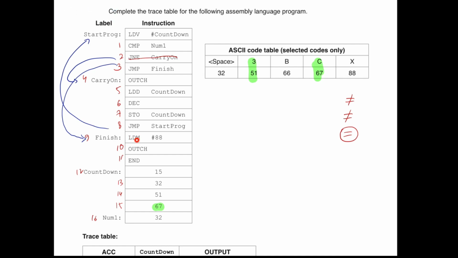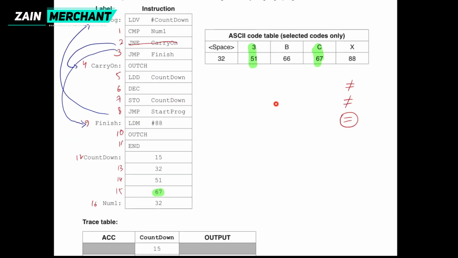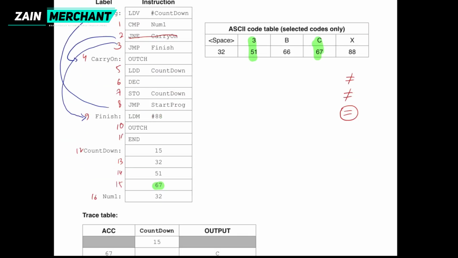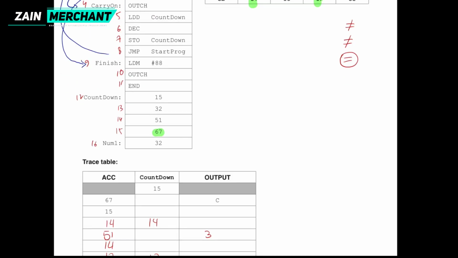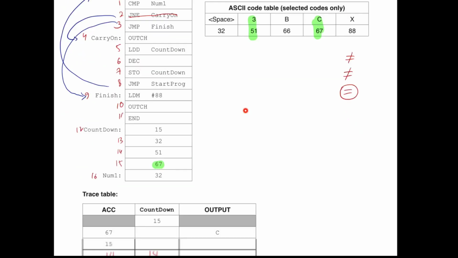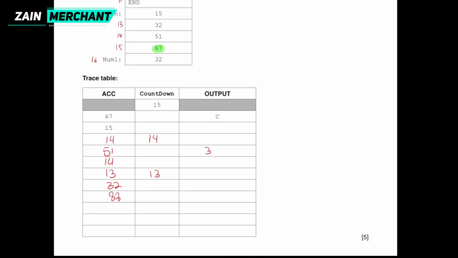So this is LDM hash 88. So this is load the value 88. If you don't remember that, immediate addressing, load the number n to the accumulator. So load this value 88 in the accumulator. Then OUT ch, the value in the accumulator is 88. The ASCII code of 88 is X. You output this value X.